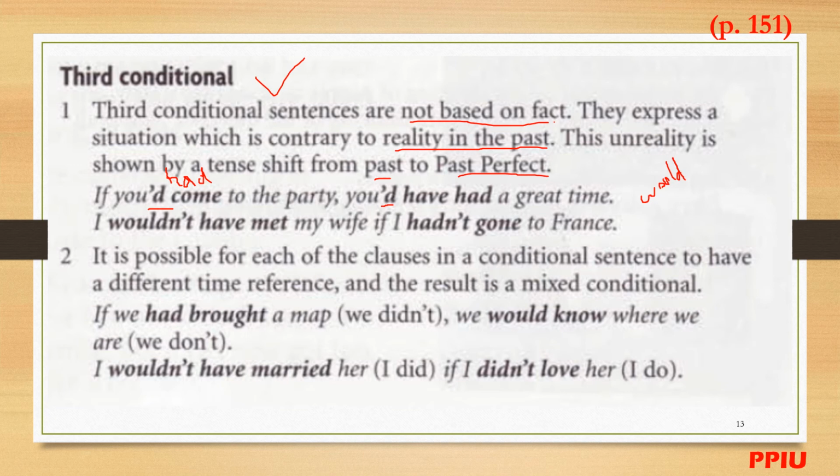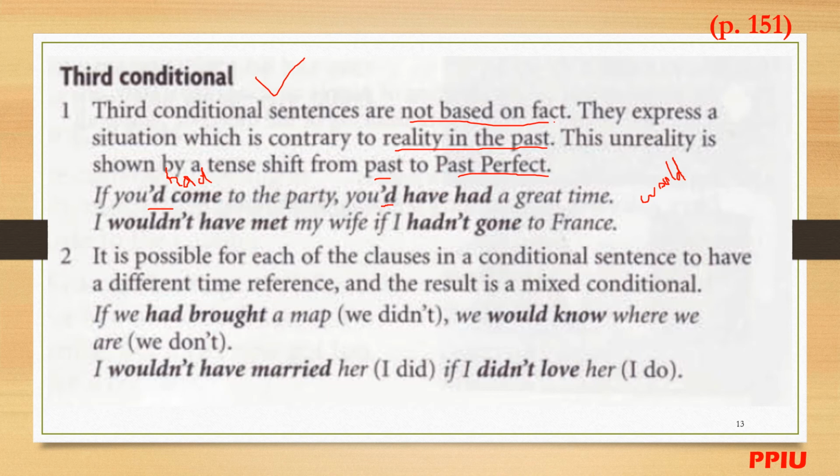So if you had come to the party, you would have had a great time. But actually not. During that time, I went somewhere else. I did something else. I hadn't joined or hadn't come to the party. I wouldn't have met my wife if I hadn't gone to France.